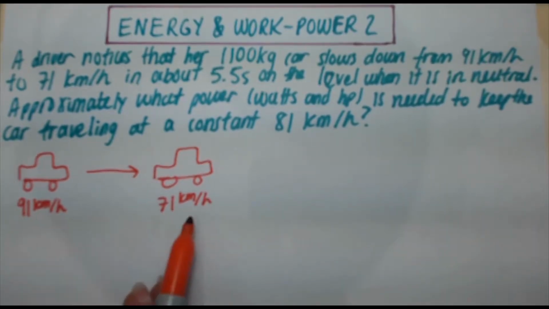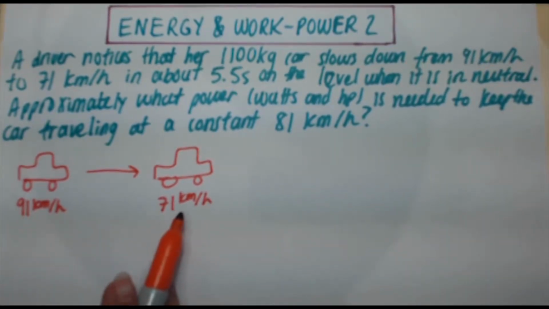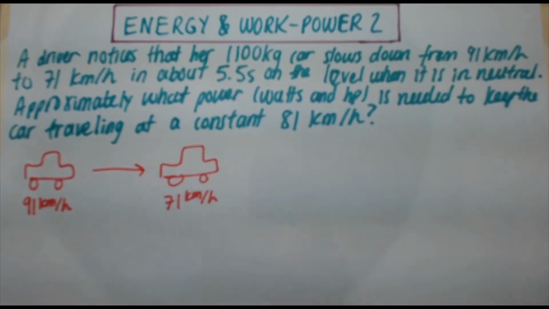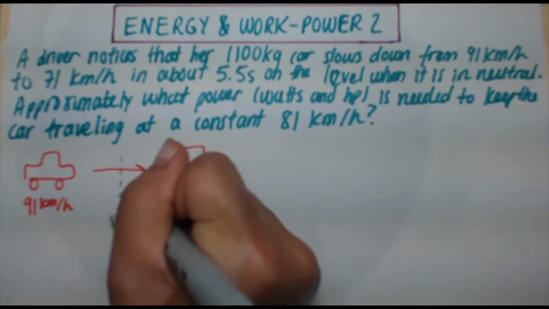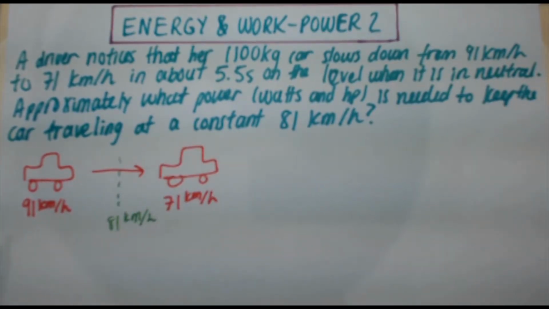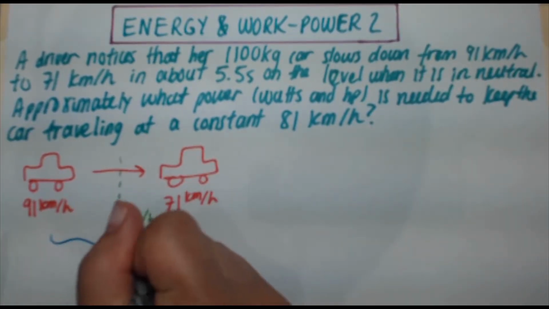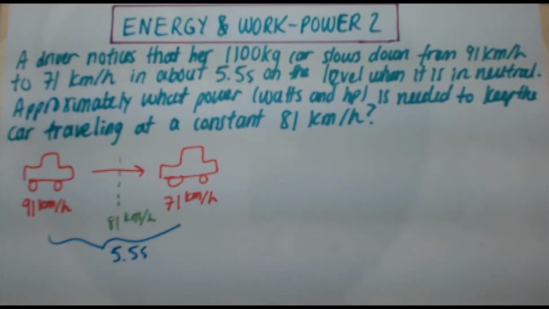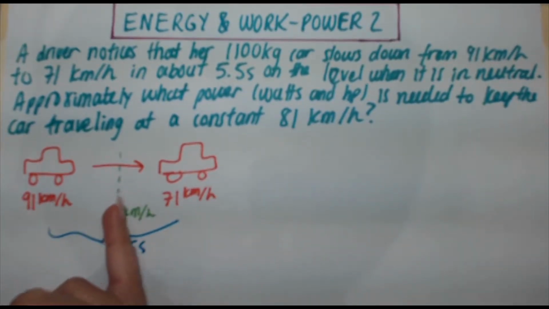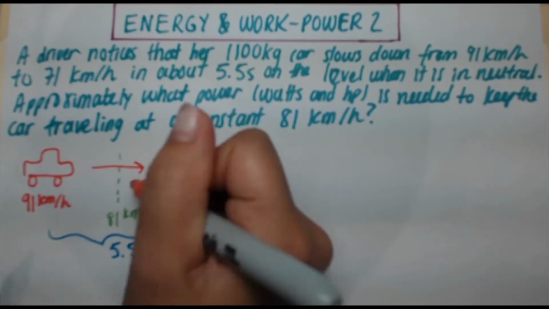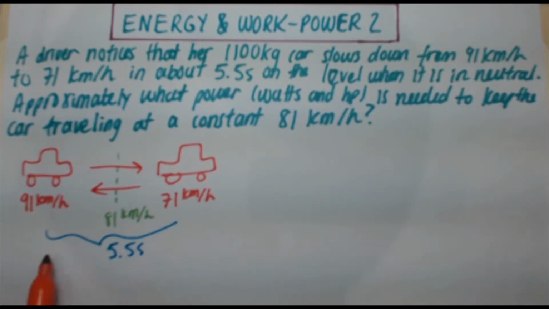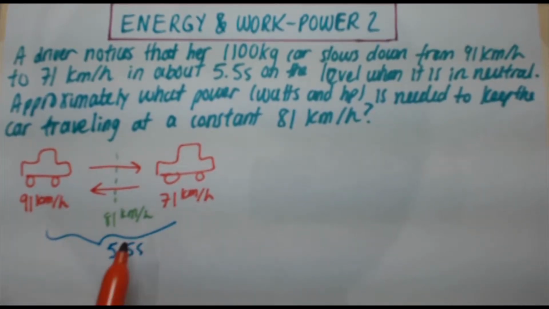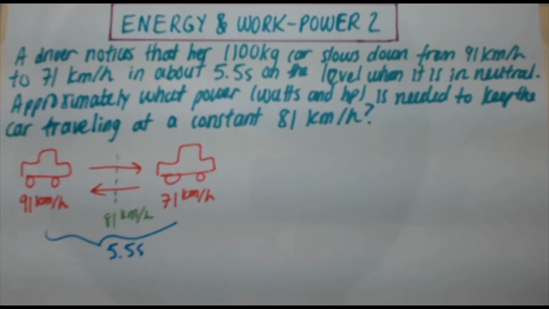If she goes from 91 to 71, notice that the number right in the middle of those two is 81. But right now she's traveling at 71, and it took her 5.5 seconds to go from that first speed to this speed. So in order to keep it at a constant 81 in the middle, we have to accelerate back from 71 to 91. It's got to accelerate back up to that speed within that same amount of time so that we average out to 81 kilometers per hour. Okay, so that's the idea here.